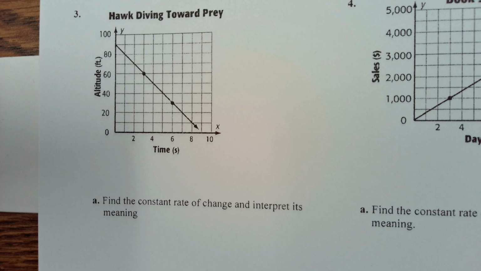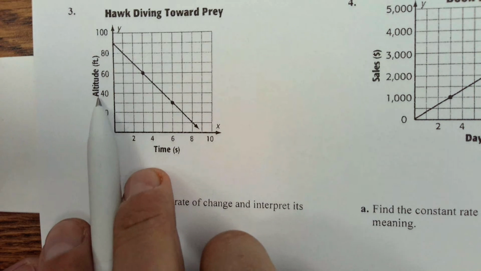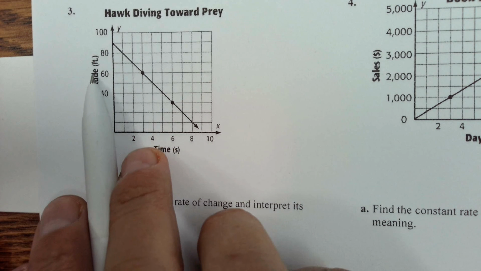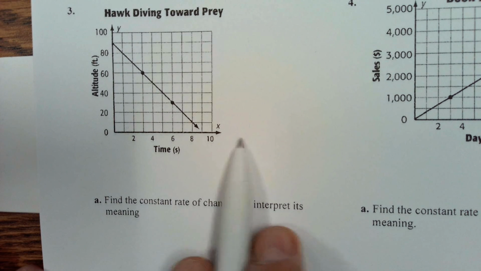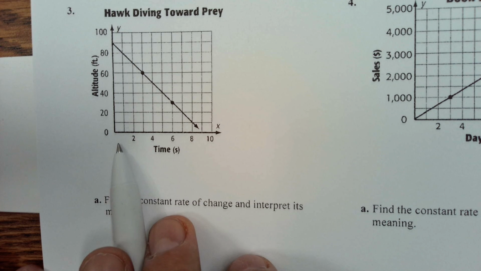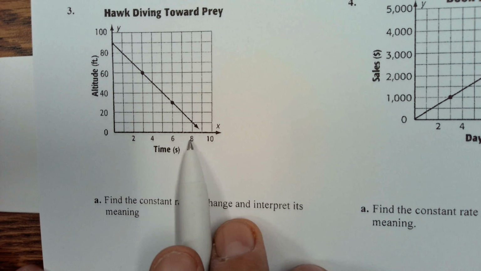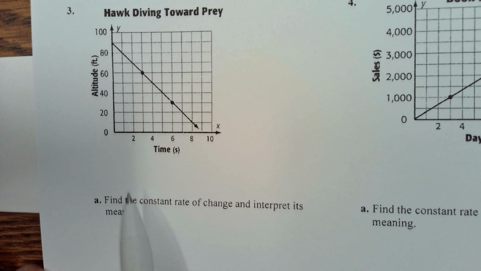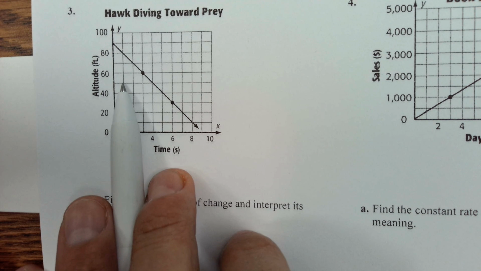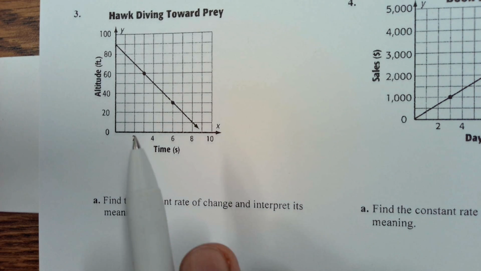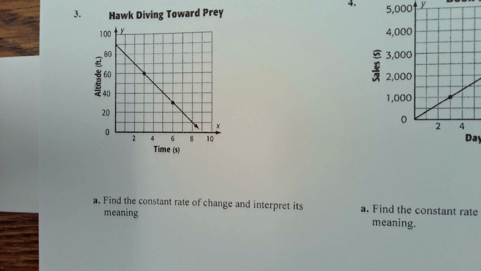So let's look at number 3. We're looking at a graph, and the graph says hawk diving towards prey. So you can almost picture it when you see the graph. On the y-axis, we're measuring the altitude in feet, how high up the hawk is. What are we measuring along the x-axis? Time in seconds. So after 2 seconds, 4 seconds, 6 seconds, 8 seconds, etc. So as time passes, what's happening to the height? It's lowering. So you could almost see from the picture that the hawk is going down towards its prey.